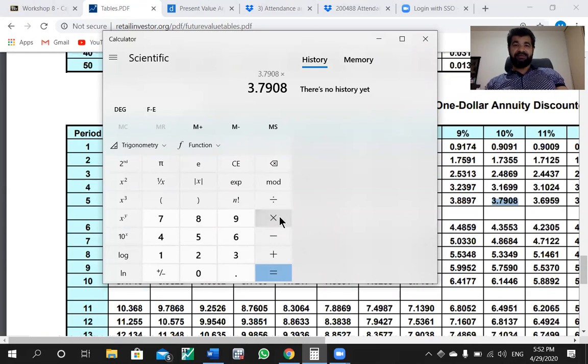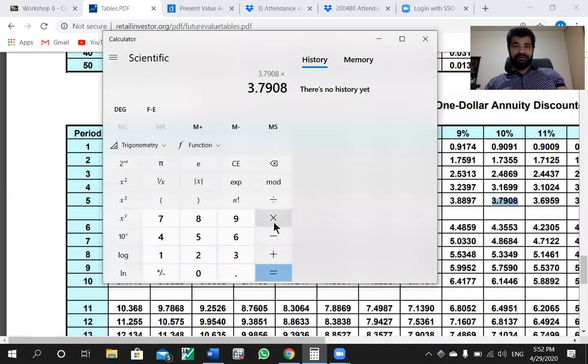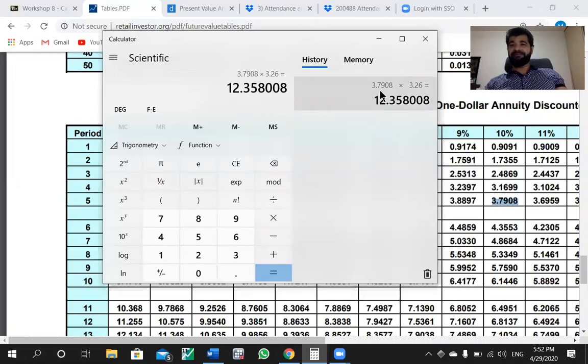3.7908, multiply it with the first one, which is our 3.26. So this one, multiply it with 3.26. See, 12.35. It's a rounding error. Okay, this is the one. So you can see that. These are annuity factors. Multiply it with the annuity, and you'll get the figure.